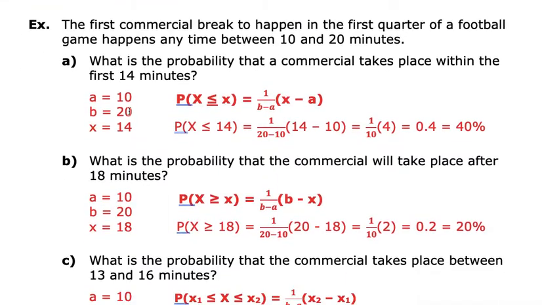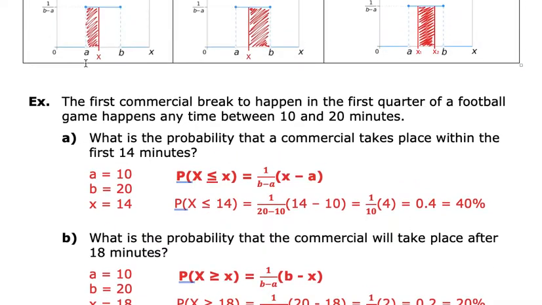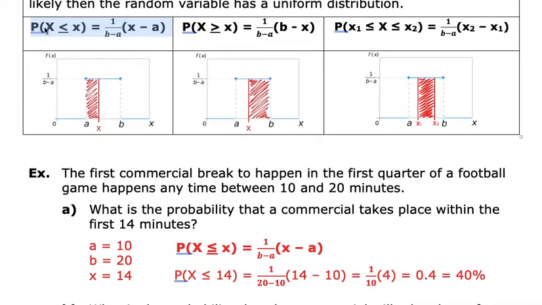Let's use an example here. The first commercial break in the first quarter of a football game happens anytime between 10 and 20 minutes. What is the probability that a commercial takes place within the first 14 minutes? So this is the probability that x is less than or equal to a specific value, and we'll just try to keep both of these in the window here.